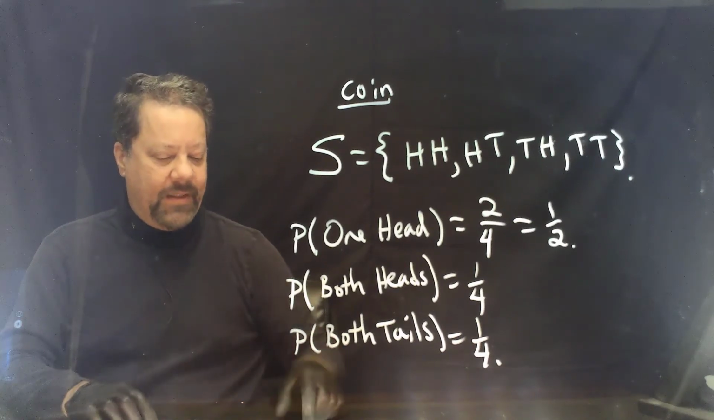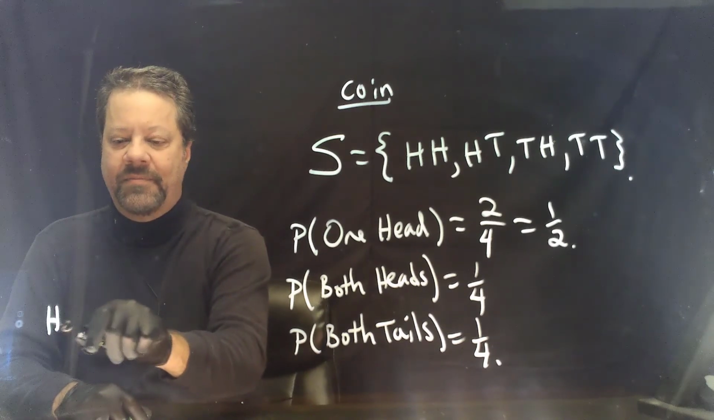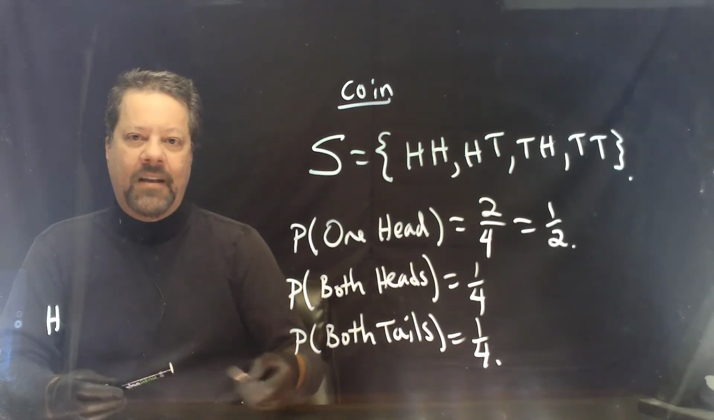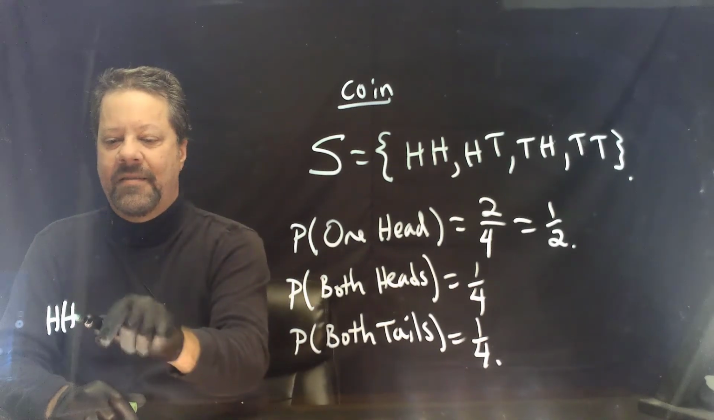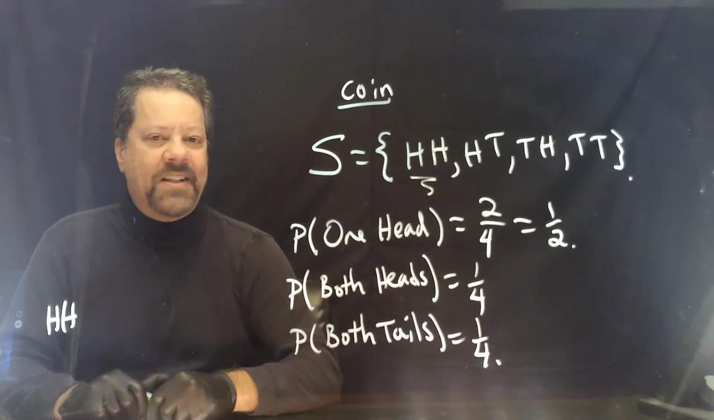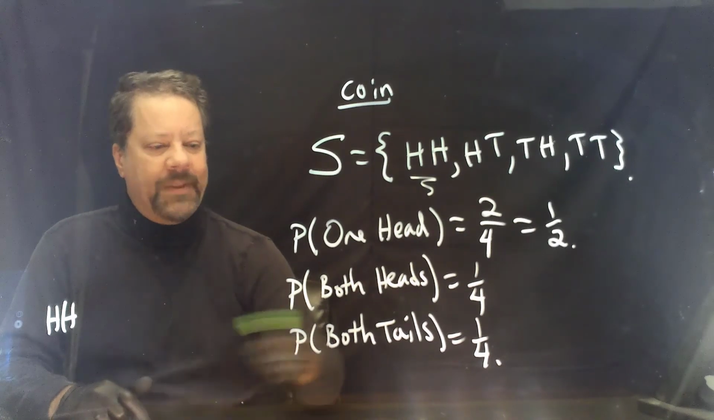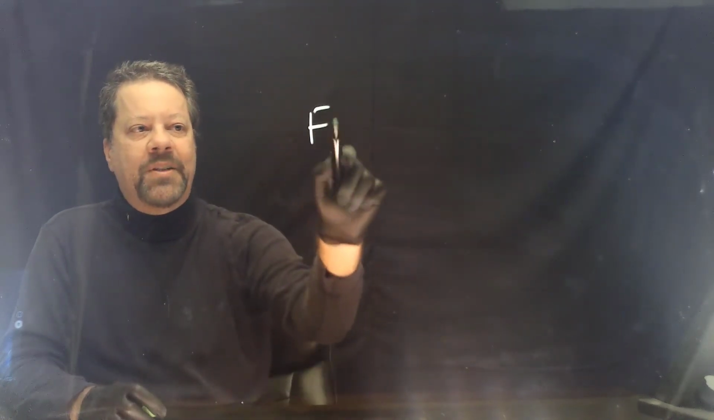So here I have my coin. I flip it. In my experiment, I get a heads. And if I flip the coin again, I still get heads. So I ended up with this event, this simple event from my sample space. The probability of that happening is about 25%. There's something called the fundamental counting principle.